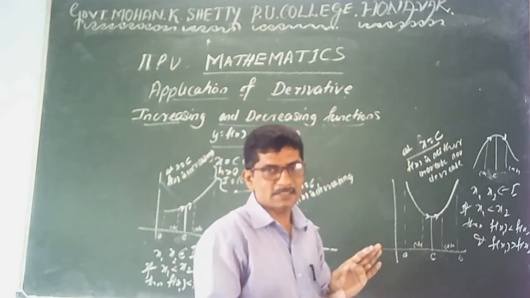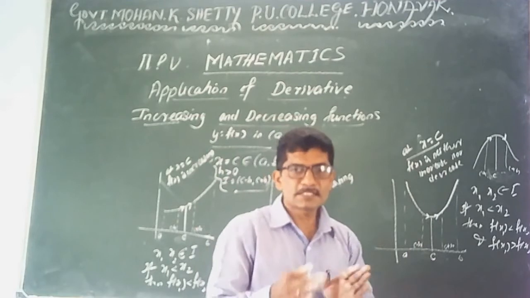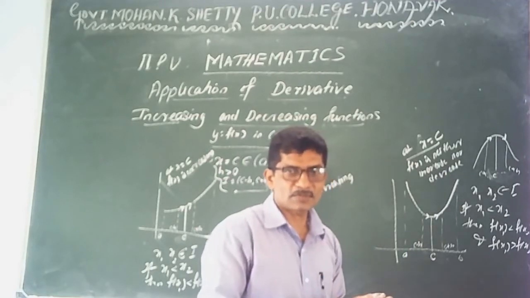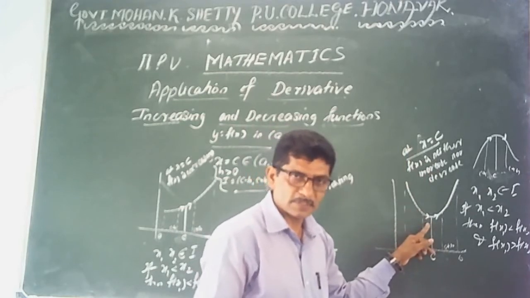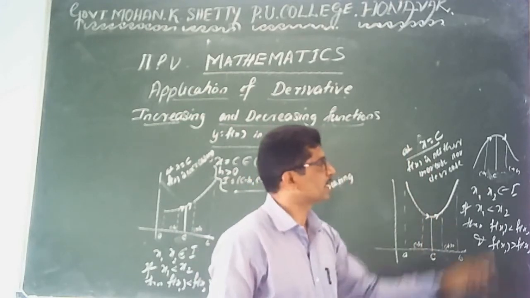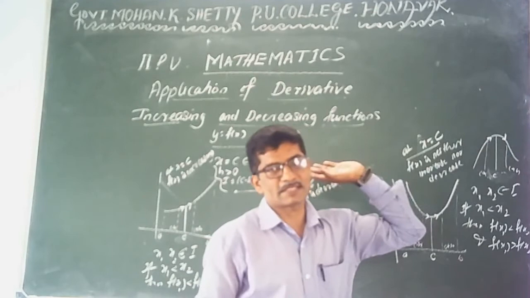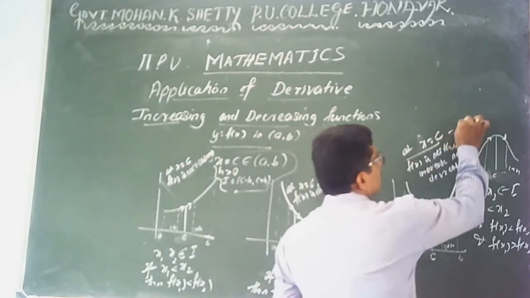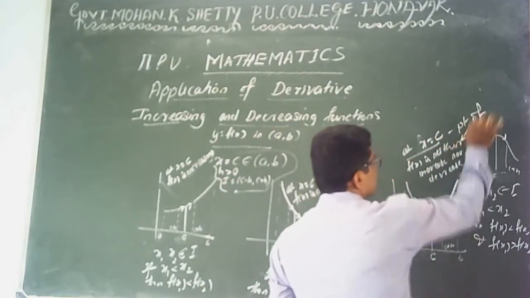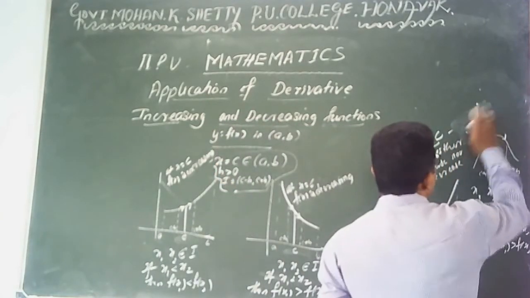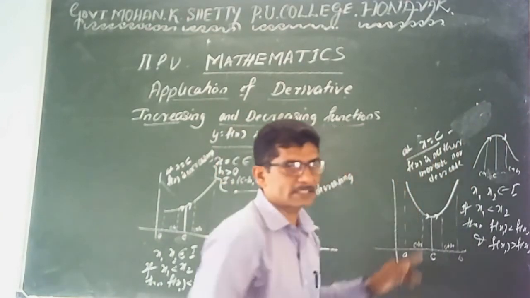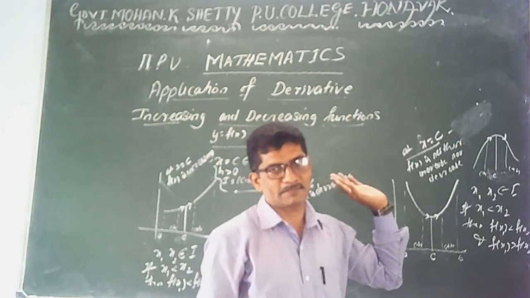Neither increase nor decrease. The function is not an increasing function, not a decreasing function. Okay? At the point x equal to c, the function changes from decrease to increase, or from increase to decrease. This one is called the point of neither increasing nor decreasing. You can say that this point c is called the neither increasing nor decreasing point.